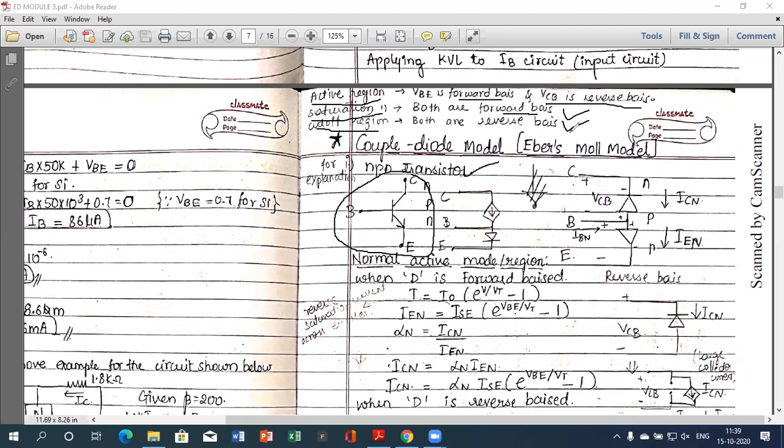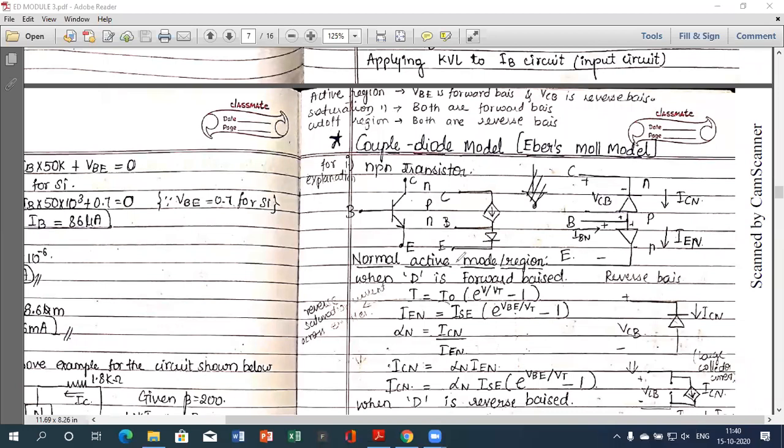Now we have another type of region. We call it the inverse active region. If the transistor operates in this region, it is exactly opposite to the active region. There VBE is reverse biased and VCB is forward biased. So base to emitter will be reverse biased and collector to base will be forward biased, exactly opposite to the active region.